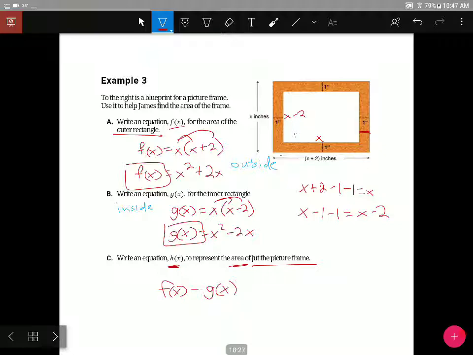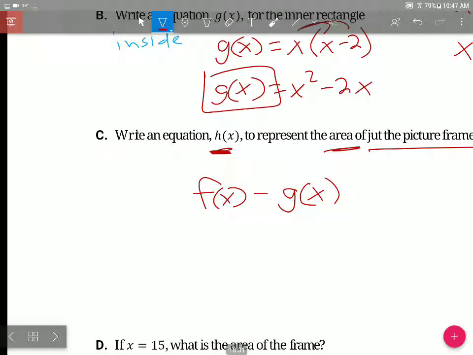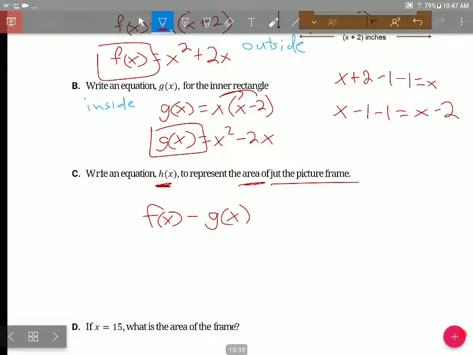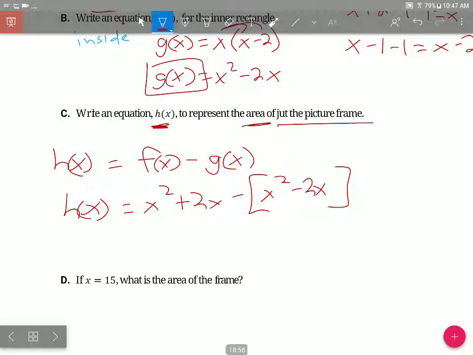Cool? So here we go. Plug them in. Your f function is, what was it? So h of x equals x squared plus 2x minus, and in parentheses, x squared minus 2x. Okay, that was the hard part, building it, thinking, what am I going to do to get to that point? All right, from here it's easy. What are you going to do?